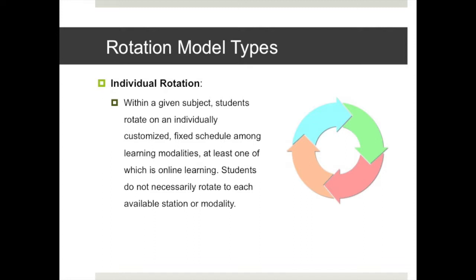Example: Carpe Diem Collegiate High School and Middle School assigns each student a specific schedule that rotates them between online learning in the Learning Center and offline learning. Each rotation lasts 35 minutes. To learn more about Carpe Diem Collegiate High School and Middle School, please view the video at the following link.